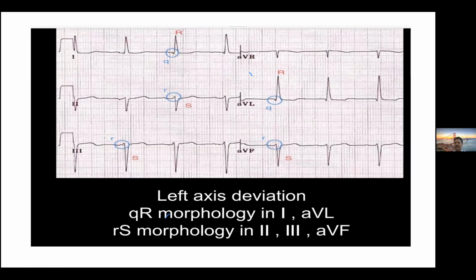Left axis deviation, QRS is slightly wider. It is not very wide like a left bundle branch block. QRS is 100 to 120 milliseconds. RS pattern in leads 2, 3, aVF. Then you are thinking about left anterior fascicular block.